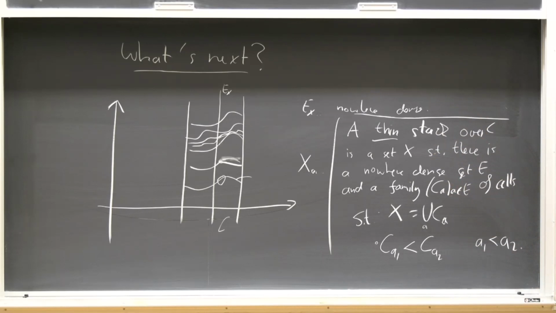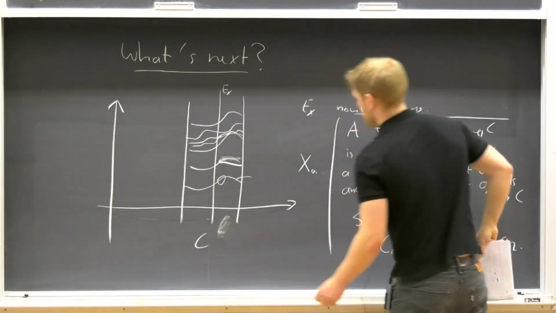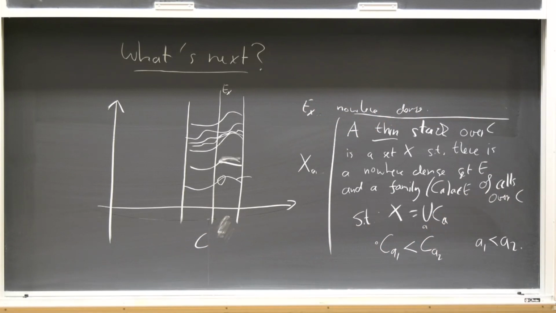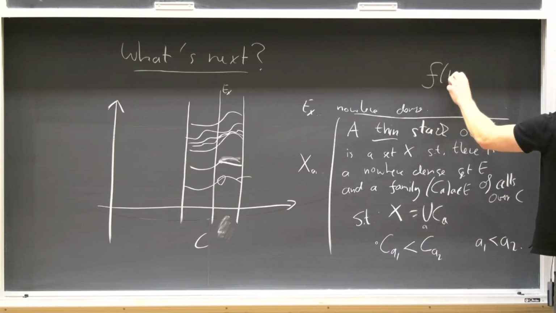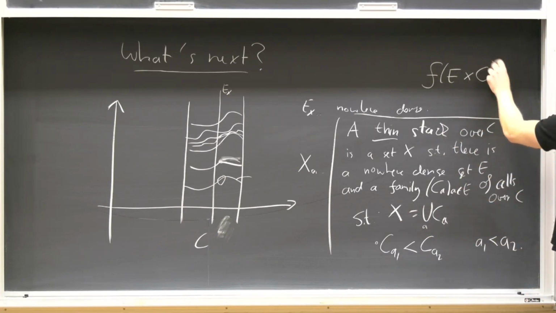Where does C occur in the definition? Oh, I should say cells over C. So the projection of C_A downstairs is C. So this whole thing here should be C. And maybe you even want to write X as something like F of E times C, but maybe that's too good to ask for.